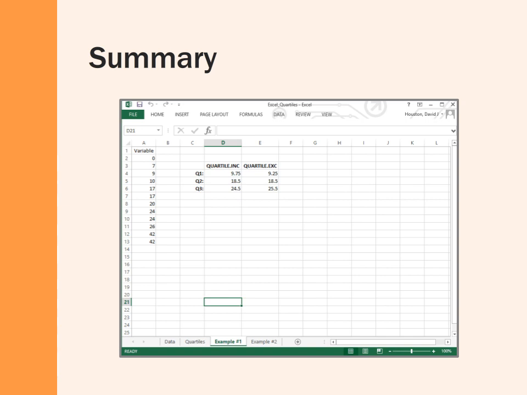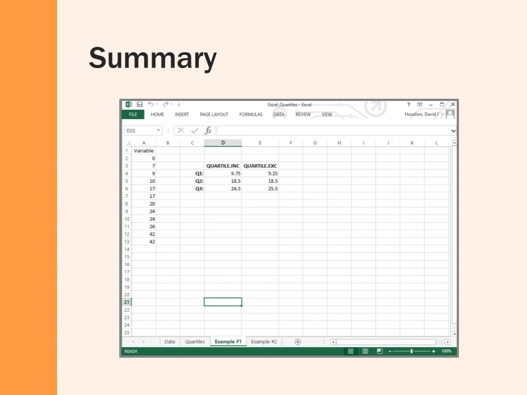Well, what I can tell you is I'm not aware of any statistics package that uses the Quartile.INC function. And actually, this is a holdover from an earlier quartile function that Excel has. The Quartile.EXC was added to Excel a couple of versions ago. And there are several stat packages that use this exact same algorithm. So the algorithm that's used for the Quartile.EXC function is much more common.